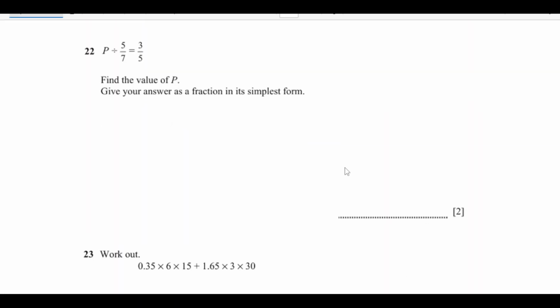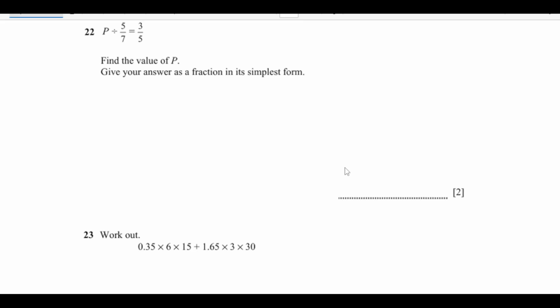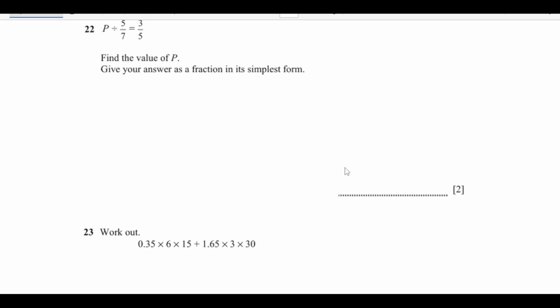Now we are given here p divided by 5 over 7 is equal to 3 over 5, right? Find the value of p. Give your answer as a fraction in its simplest form. So we need a fraction in the simplest form. So what will happen here, p times 7 over 5, right? So what I have done, I have changed this division to multiplication and swapped the numerator and denominator.